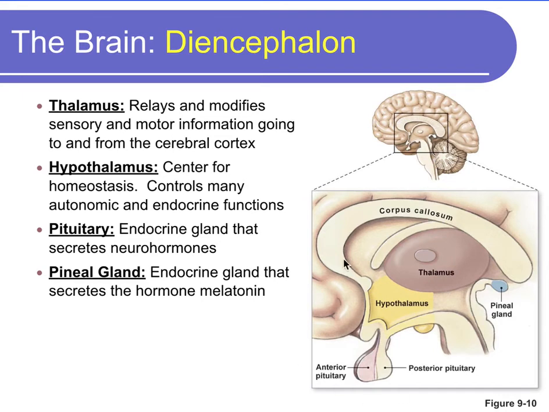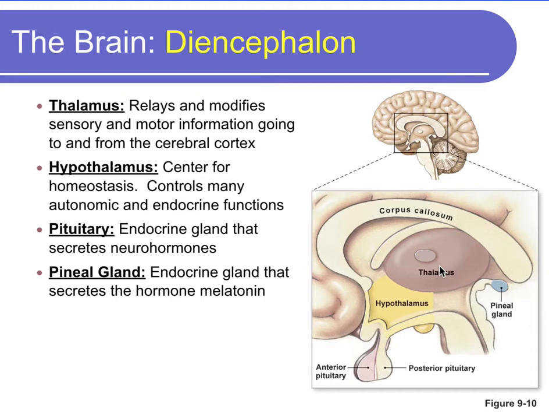Now within the brain, we also have the diencephalon. Okay, so it's blown up right here. It's made up of the thalamus, the hypothalamus, the pituitary, and the pineal gland. So the thalamus is really important for relaying and modifying information that goes to and from the cerebral cortex.